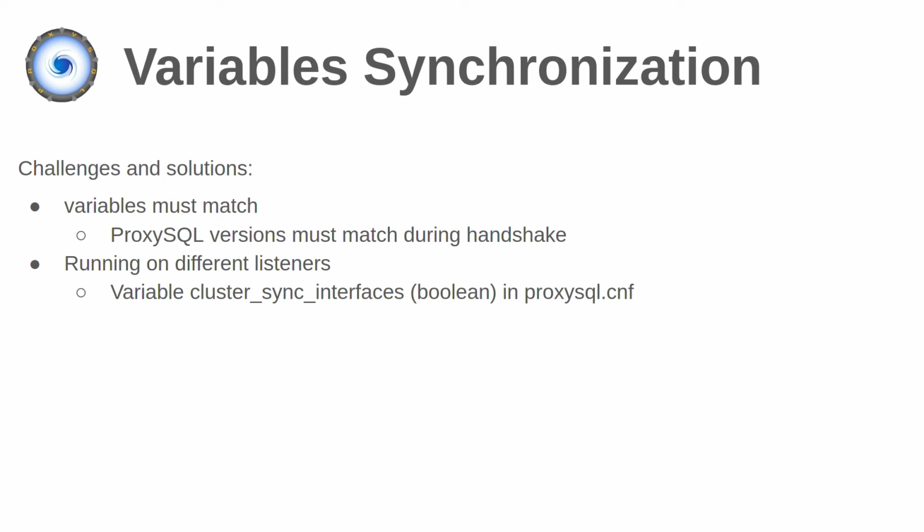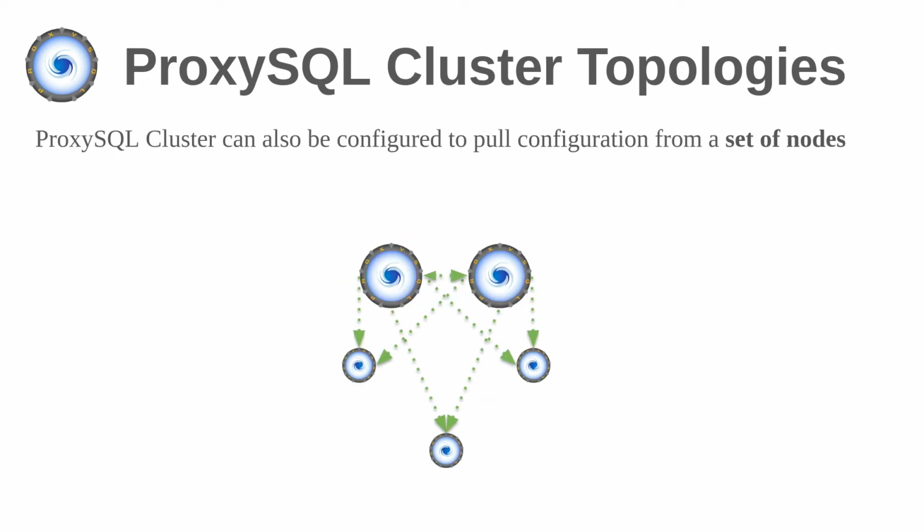And the other issue I was saying before, we are now able to synchronize variables thanks to the fact that ProxySQL nodes are able to pair only if the version is the same. If the version is not the same, they just stop peering.